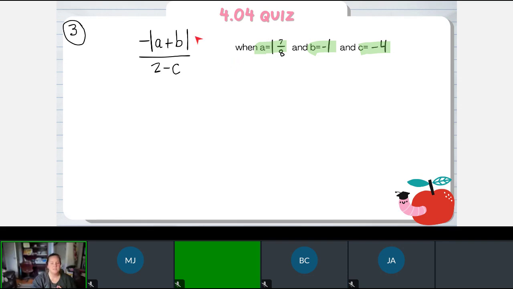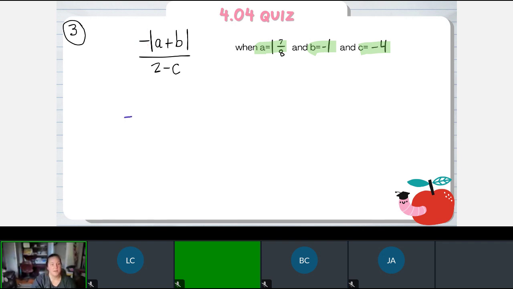And y'all, when you see these bars that are straight up and down, that means the absolute value, which just means you ignore the signs. So whether it's negative or positive, it doesn't matter. It's just positive. That's what those bars mean. But this has the negative sign outside the bars. So whatever A plus B is going to be, negative. And we'll look at that in just a second.